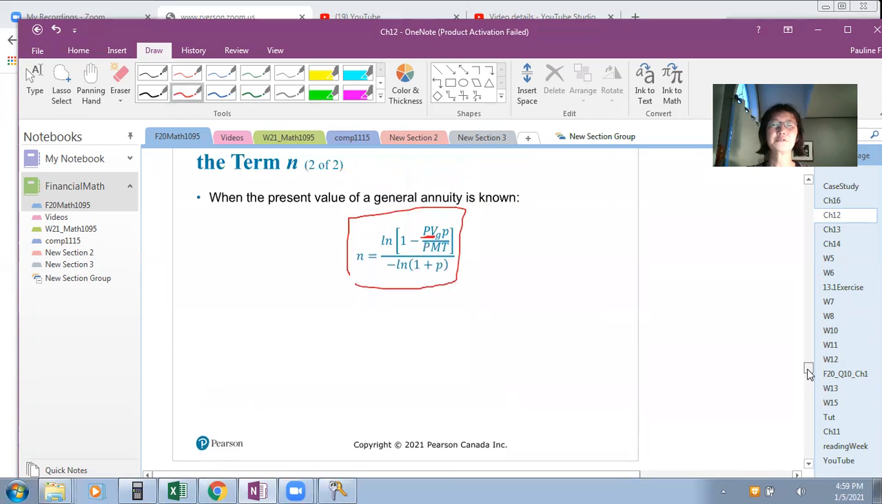So that concludes calculation for term N for ordinary general annuity. Next, I will present calculation for interest.